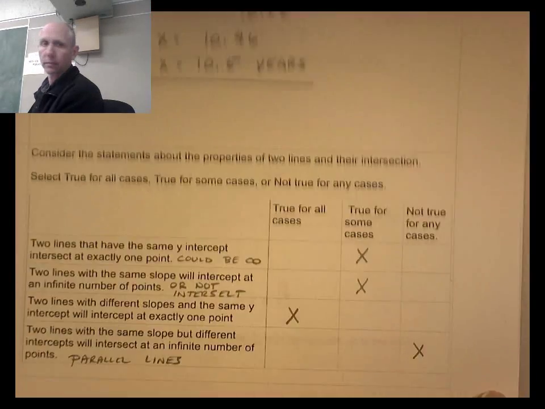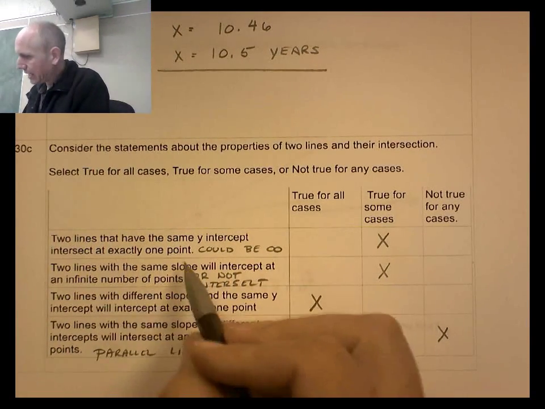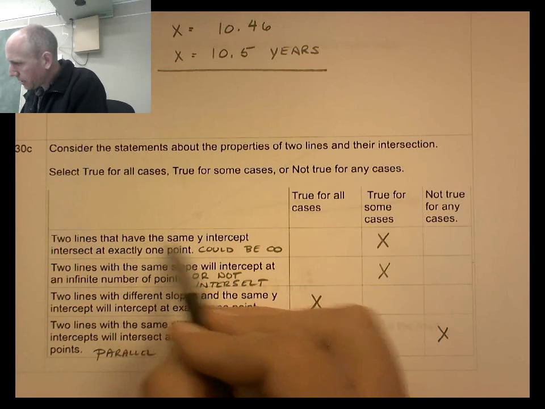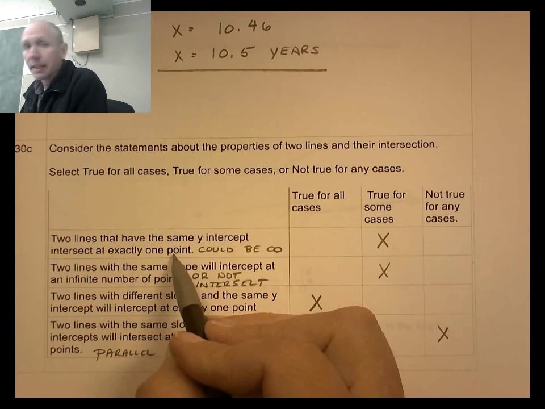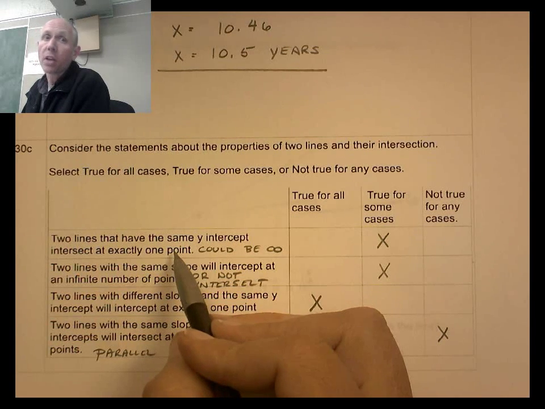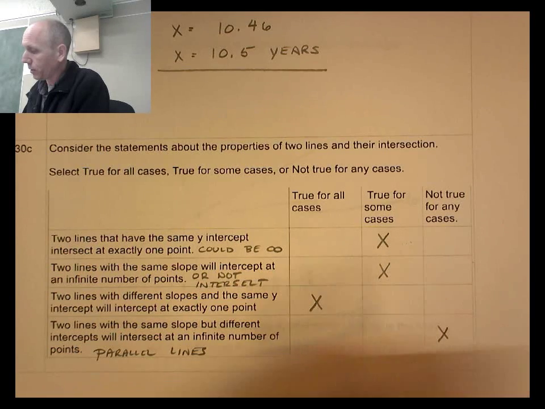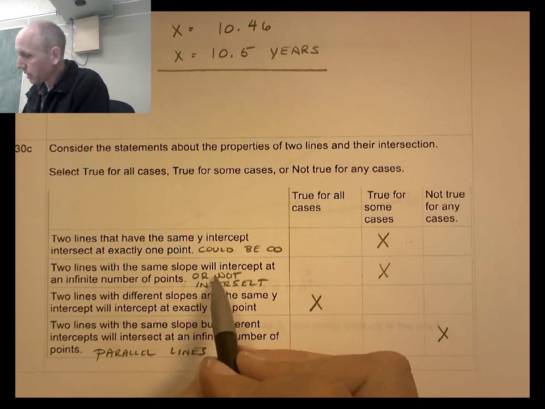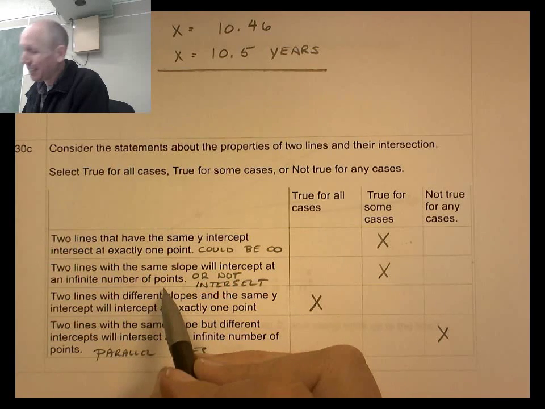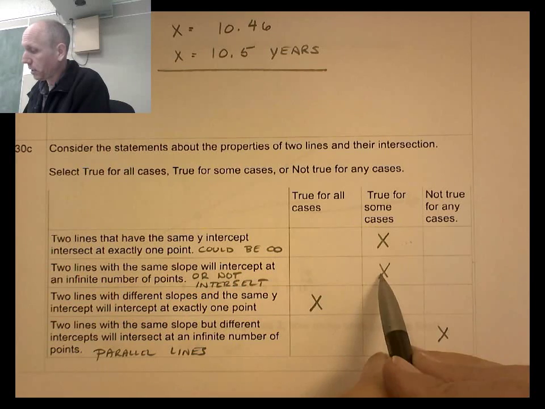And our final one, two lines that have the same y-intercept intersect at exactly one point. They may, or they may be coinciding lines. They might be right on top of each other. So that's sometimes true. Two lines with the same slope will intersect at an infinite number of points sometimes, or they could be parallel lines and not intersect at all.